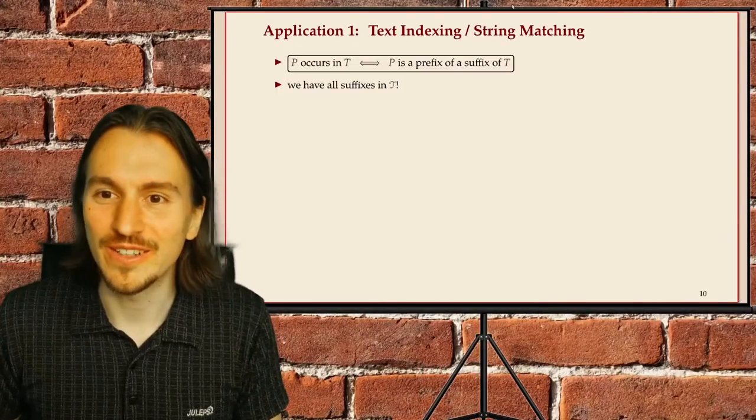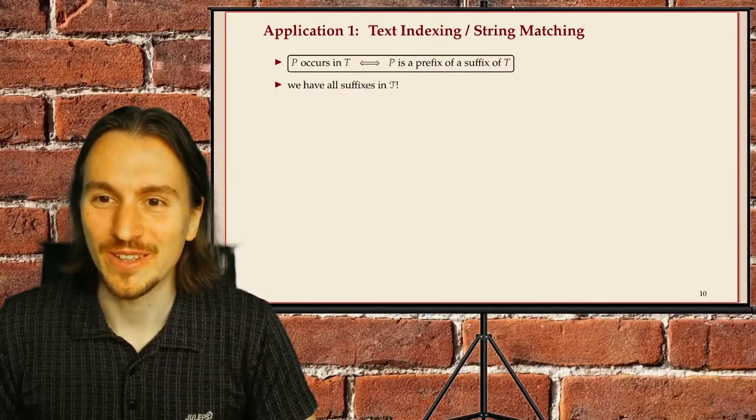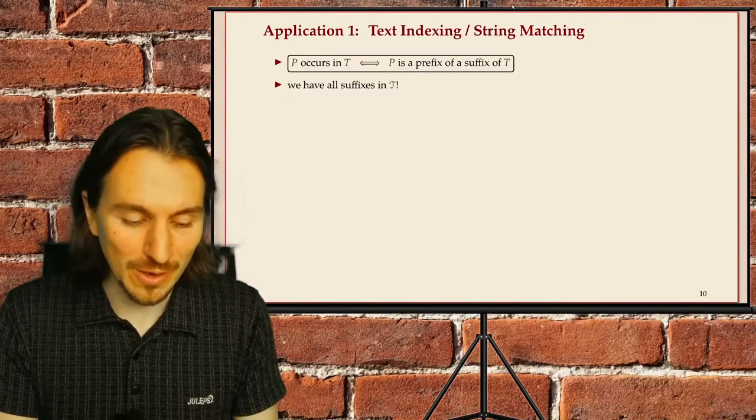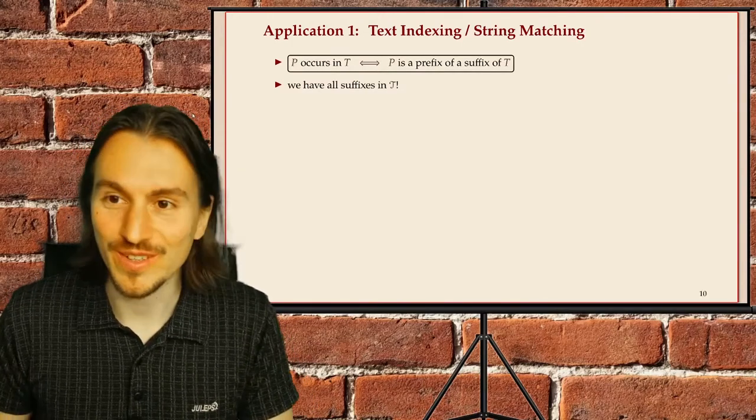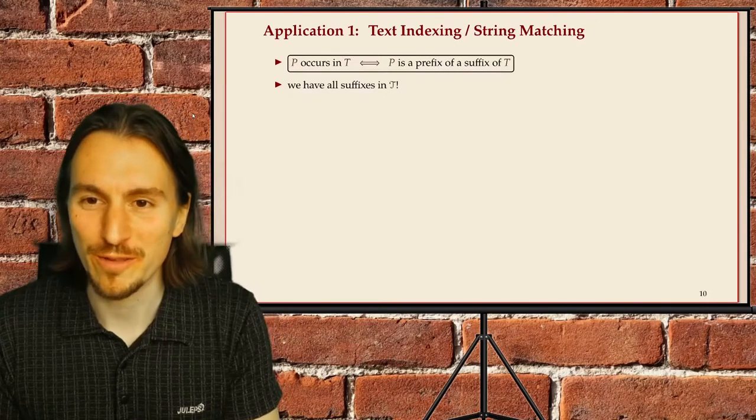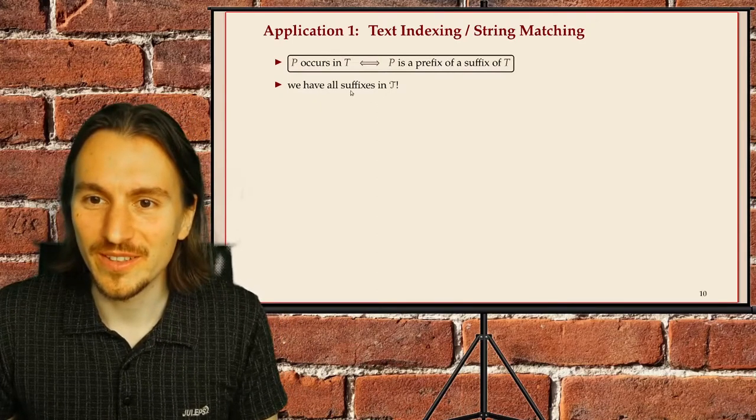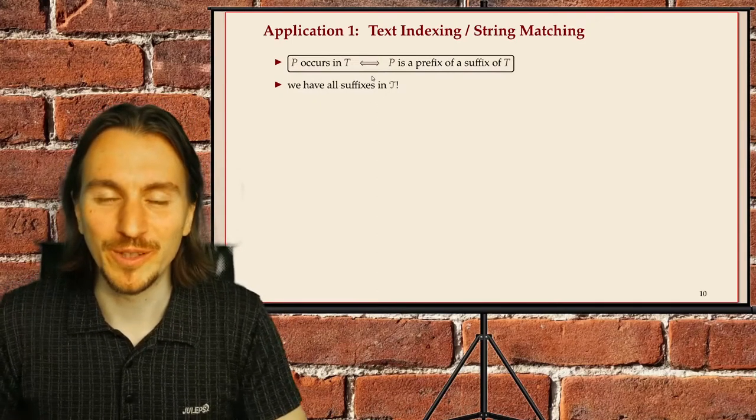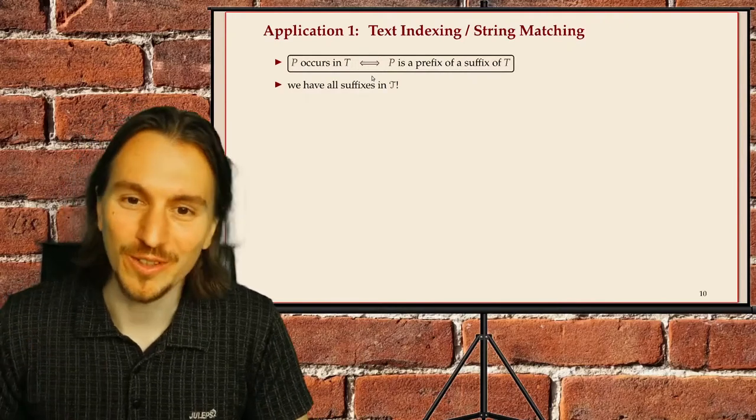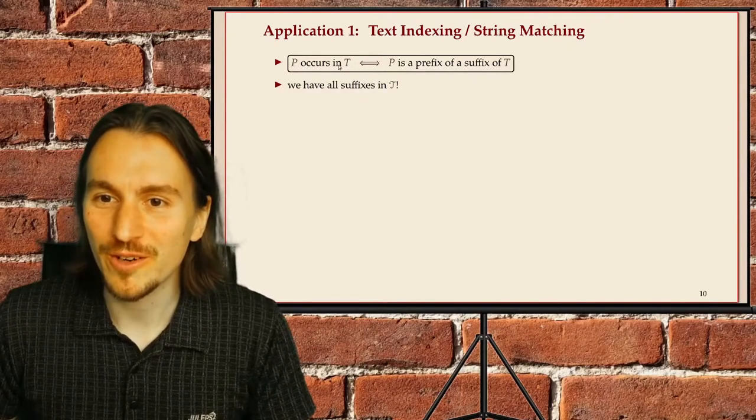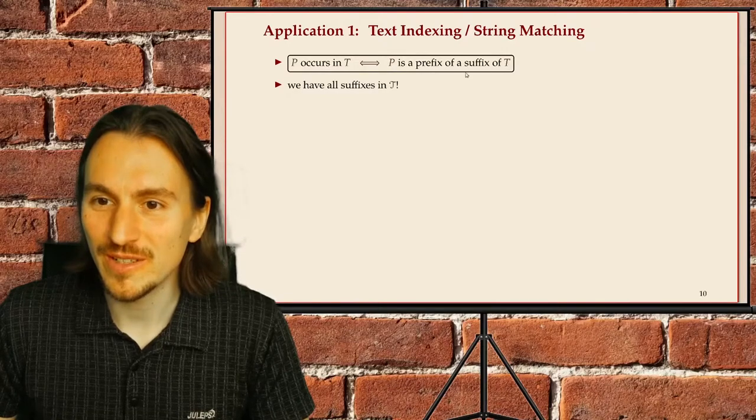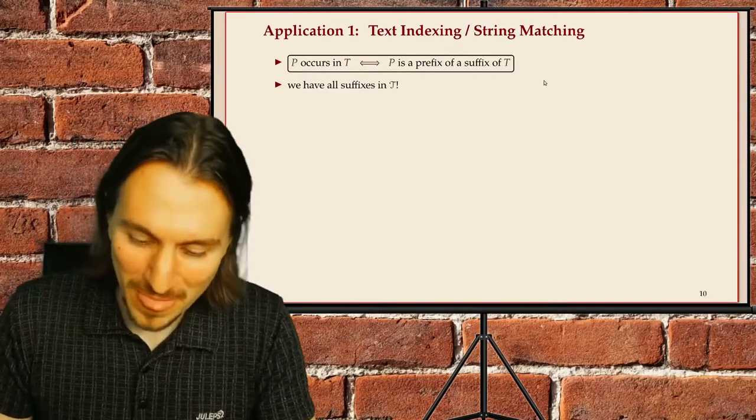Let's go through this at a slower pace again. The first application of suffix trees is the text indexing problem that we started with. And this is the simple equivalence that I implicitly already used: P occurs in T if P is a prefix of a suffix in T.